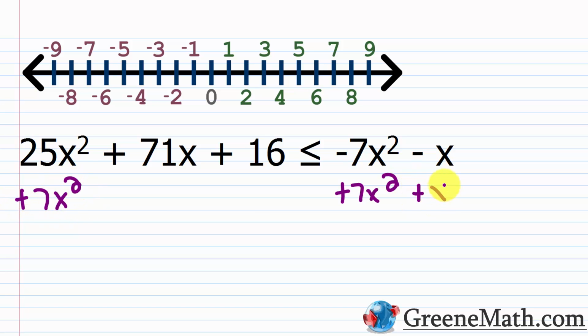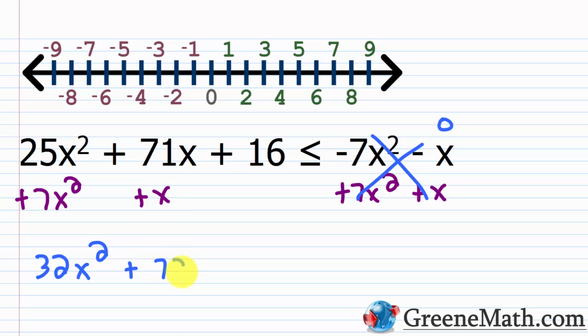And I can add x to both sides of the inequality. So this is going to cancel and become 0. Now 25 plus 7 is 32, so this will be 32x squared. And then plus 71 plus 1 is 72, so 72x. And then plus 16 is less than or equal to 0.